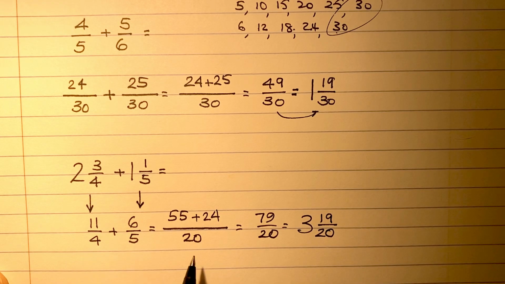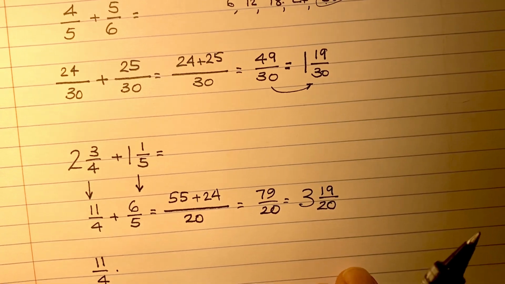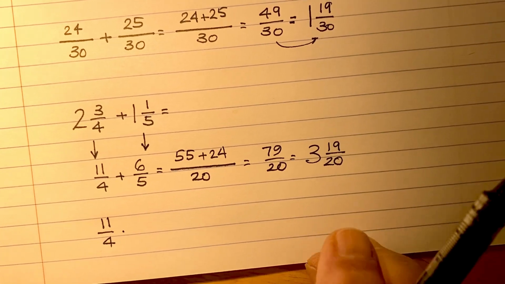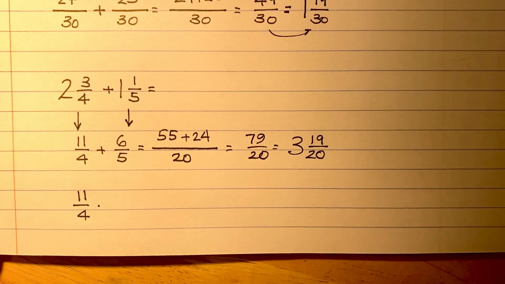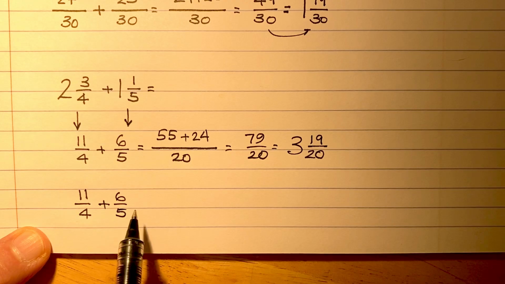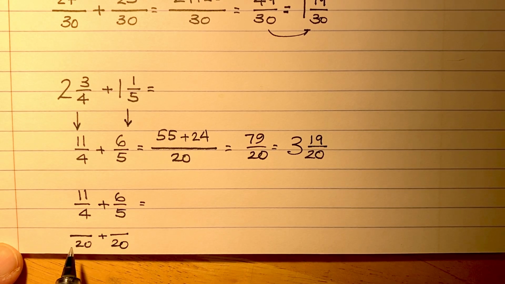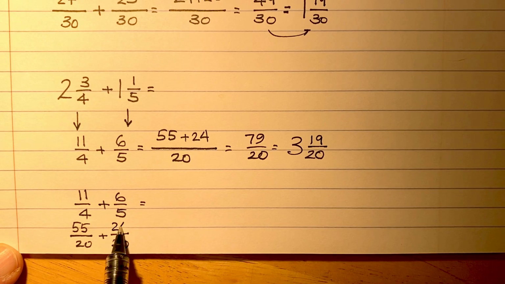Now, I did this my method. If you wanted to use the school method, I do it this way. 11/4 plus 6/5. Both denominators will be 20. 4 becomes 20. That means times the top by 5 to create that 55. 5 has become 20, times 4, 6 times 4, 24.